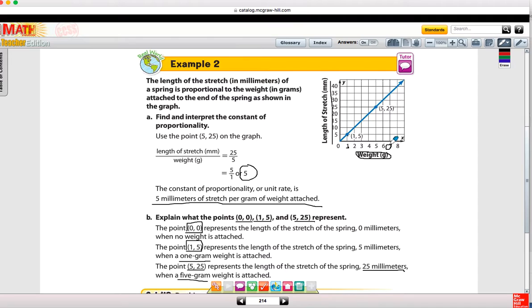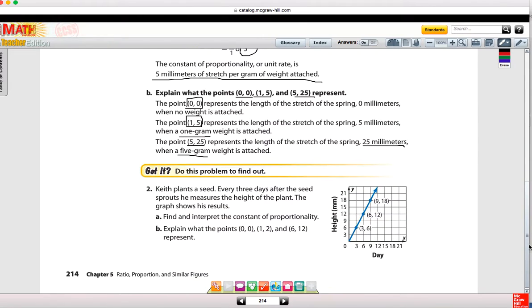Okay, if a weight of 7 grams was attached, the stretch would be equal to 5 times that, which is 35. So interpreting those graphs is important. Let's take a look at the bottom of page 214 for the got it problem.